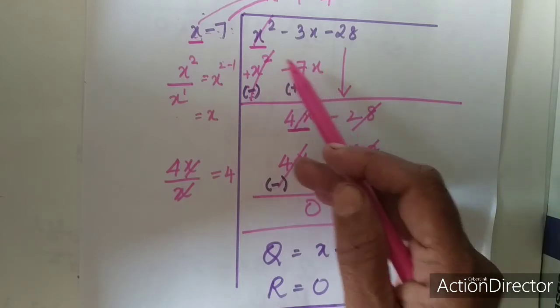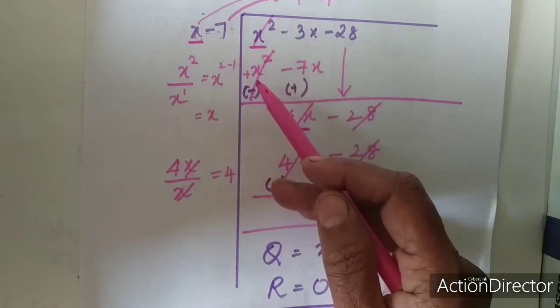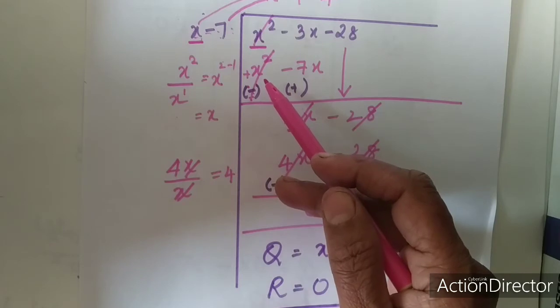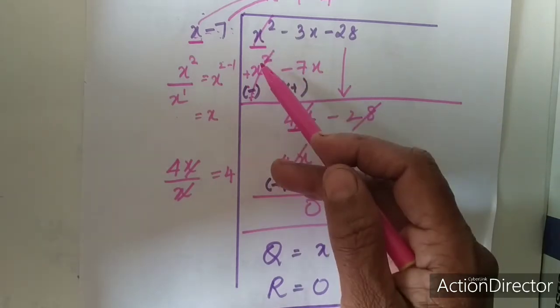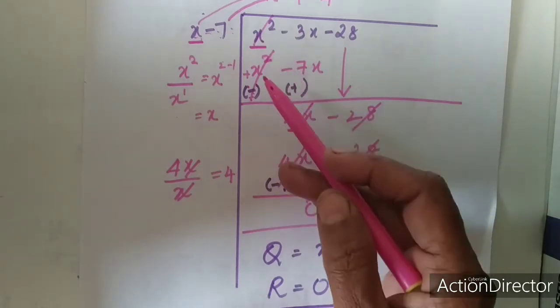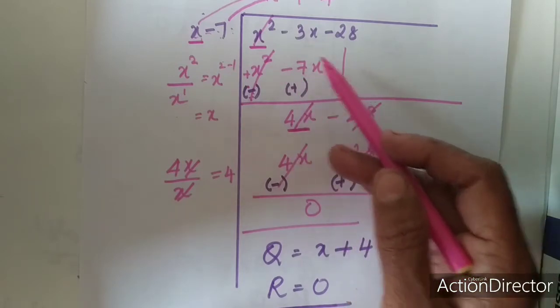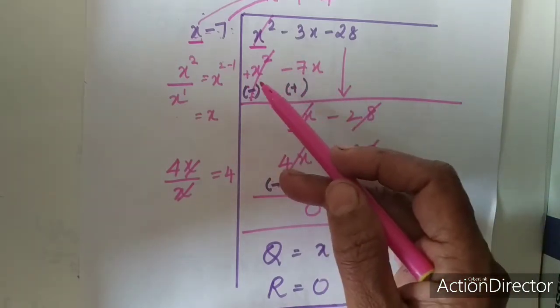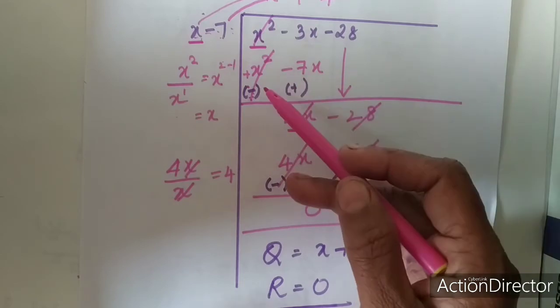I cannot write 7x below x square. If you write like this, I cannot subtract. So you have to double check after multiplying and writing the values. You have to check whether you are writing below the like terms.